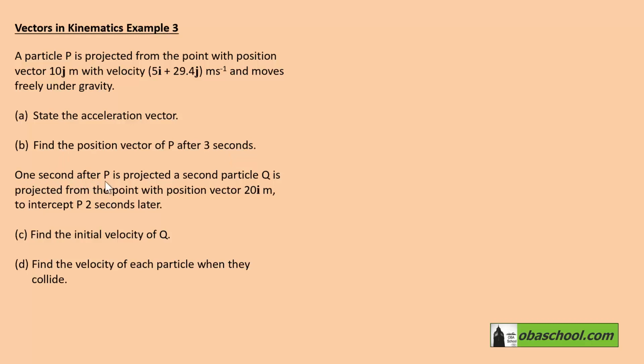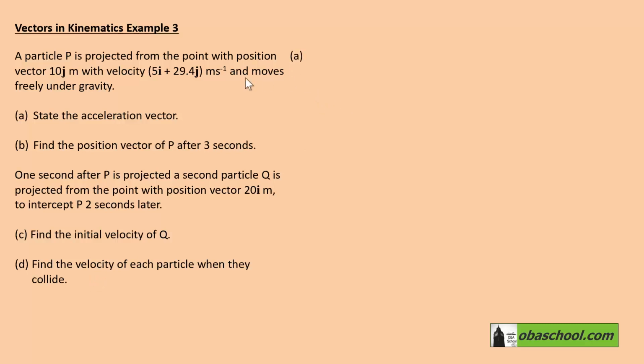1 second after P is projected, a second particle Q is projected from the point with position vector 20i meters to intercept P 2 seconds later. Find the initial velocity of Q. Find the velocity of each particle when they collide.